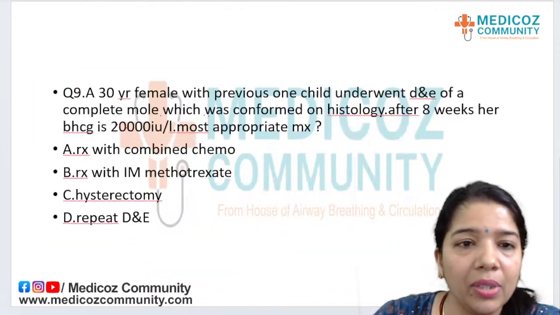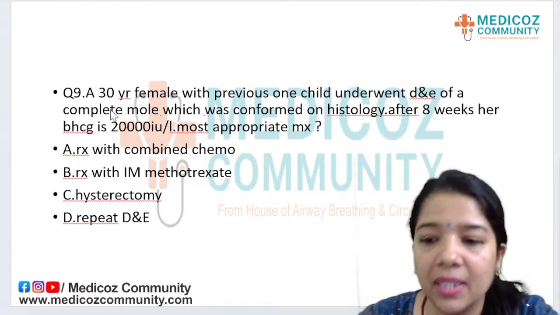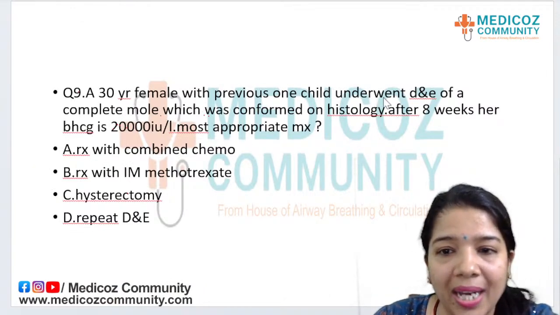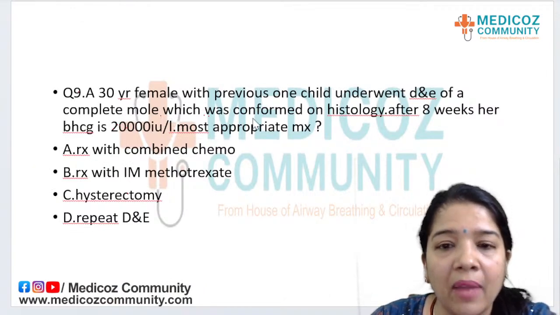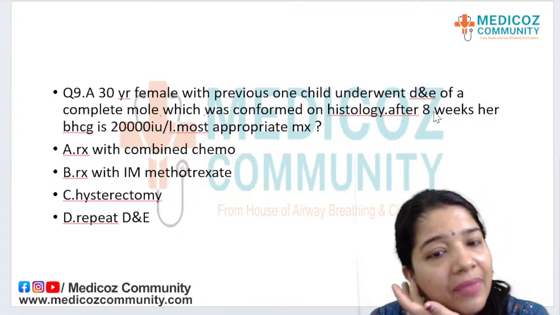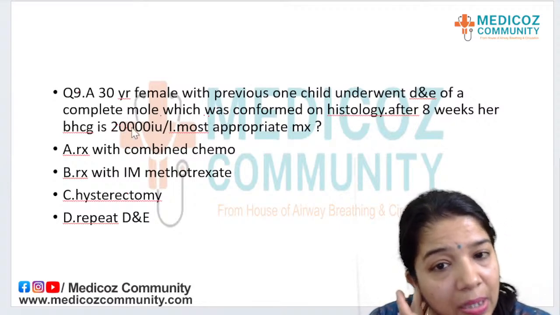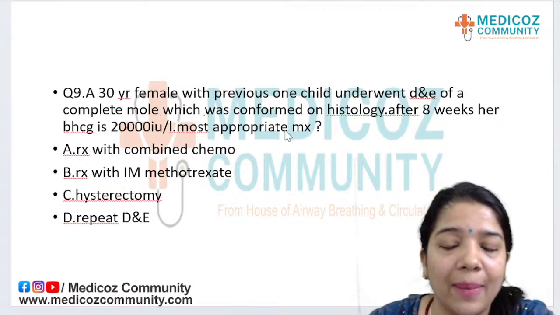Yeah, so coming to the next question now, 9th question. A 30-year-old female with one previous child underwent D&E of a complete mole, which was confirmed on histology. After 8 weeks, her beta HCG is 20,000 international units. What is the most appropriate management?